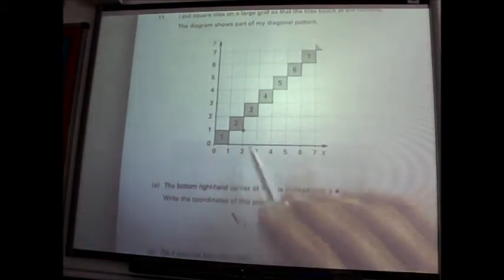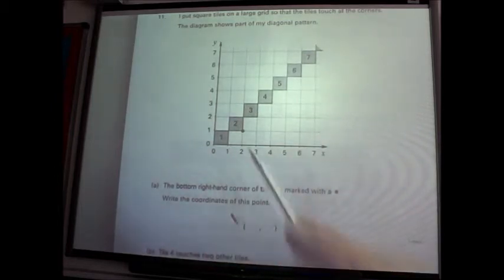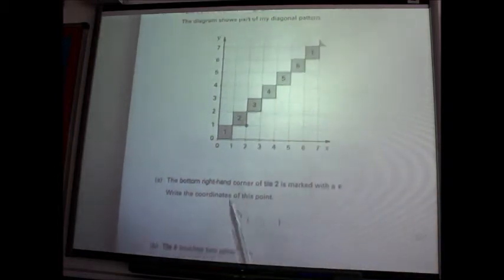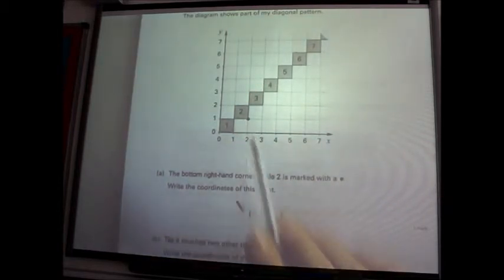Question number 11. I put some square tiles on a large grid so that the tiles touch at the corners. We can see what's going on there, and it's a normal grid like the coordinates and things, so it's got your naught going 0, 1, 2, 3, 4, 5 up there and so on. The bottom right hand corner of the 2 has a tile marked with a dot. There it is. What are the coordinates?